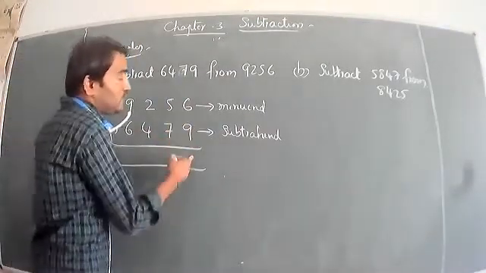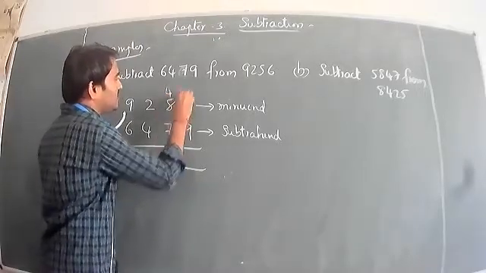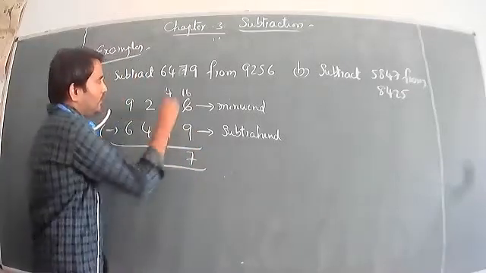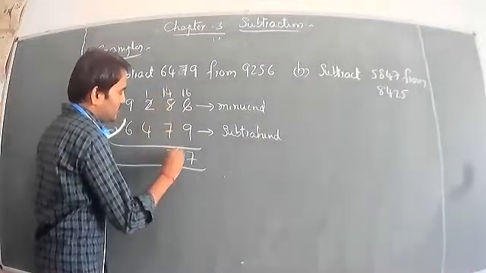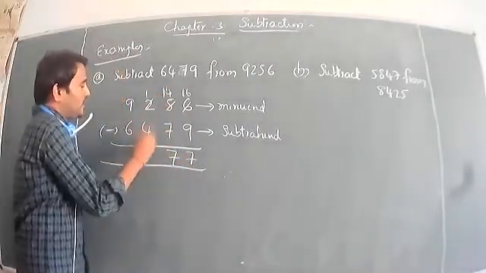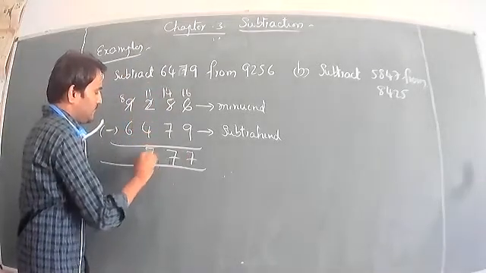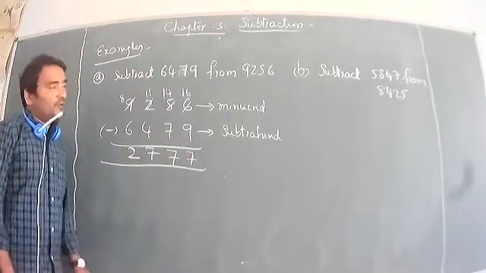Now 6 is not less than 9. Take the carry. So what about this number 4? This number is 16. 16 less 9, 7. Now 4 is not less than 7. Carry 1, it is 14. 14 less 7, 7. Now 1 is not less than 4. Take the carry from 8, it is 11. 11 less 4, 7. Now 8 less 2... 8 less 6, 2. That is the way to subtract.